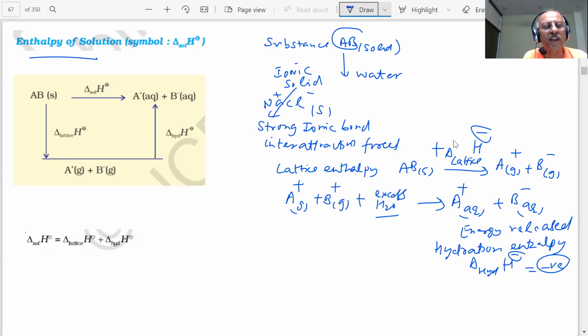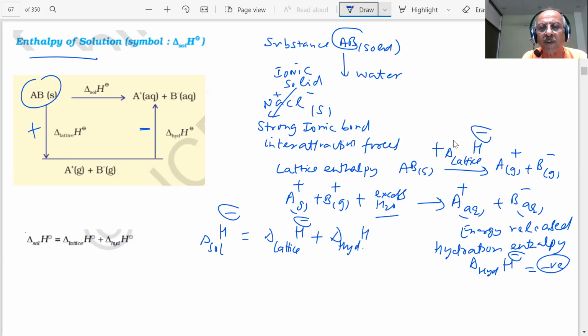So I can say that in a solution, if I dissolve AB, first we have to supply energy equal to lattice enthalpy. It will break up into two ions in the gas form. Then energy will be released to form hydrated ions. So then what will be the delta solution? Enthalpy of solution will be equal to delta lattice enthalpy plus delta hydration enthalpy, students. And you know that this will be positive, this will be negative. Signs I have already indicated.